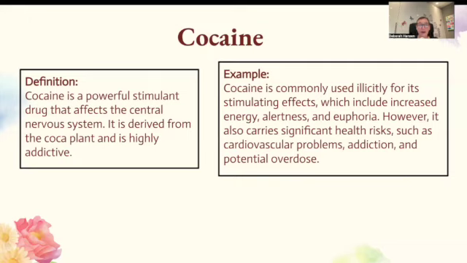Cocaine. Cocaine is a powerful stimulant drug that affects the central nervous system. It is derived from the coca plant and is highly addictive. Cocaine is commonly used illicitly for its stimulating effects, which include increased energy, alertness, and euphoria. However, it also carries significant health risks, such as cardiovascular problems, addiction, and potential overdose.